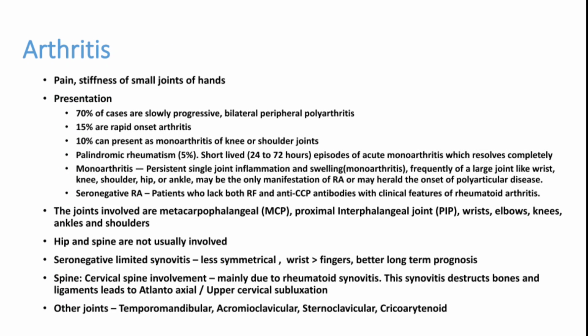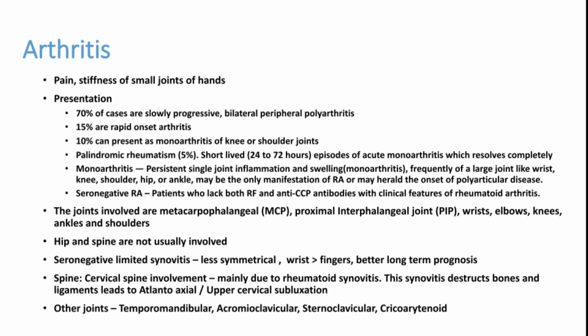Now arthritis is especially on the small joints, but there are different types of presentation for arthritis. 70% of the cases are slowly progressive, 15% are rapidly progressing, 10% can present with monoarthritis. This is very rare, especially in the knee and shoulder joints. Palindromic rheumatism, so short-lived episodes of acute monoarthritis which resolves completely. So that may not classically present with rheumatoid arthritis features. Monoarthritis can also occur in some patients.